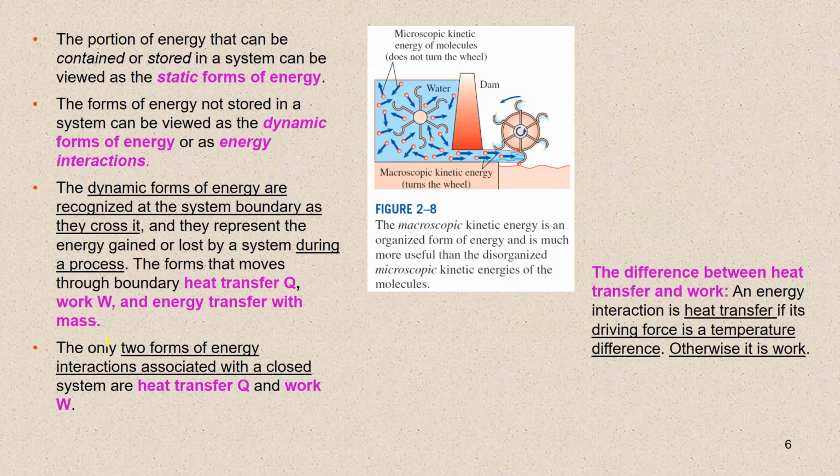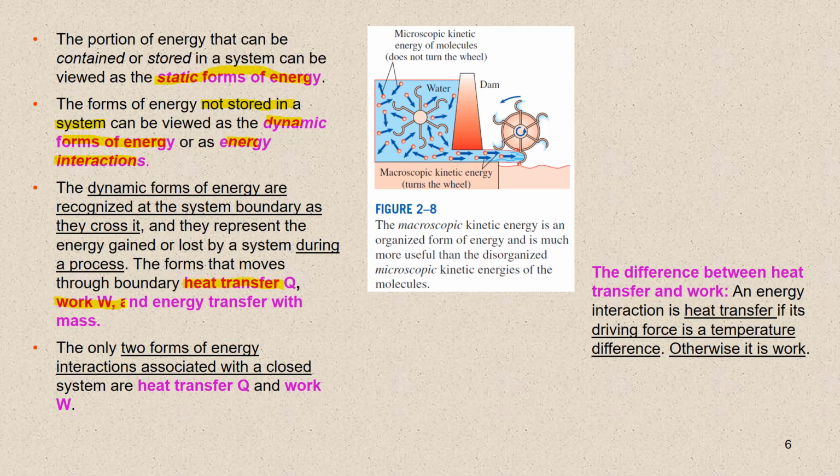The forms of energy already discussed, which constitute the total energy of a system, can be contained or stored in a system and thus can be viewed as the static forms of energy. The forms of energy not stored in a system can be viewed as dynamic forms of energy or as energy interactions. The dynamic forms of energy are recognized at the system boundary as they cross it, and they represent the energy gained or lost by a system during a process. The only two forms of energy interactions associated with a closed system are heat transfer and work.